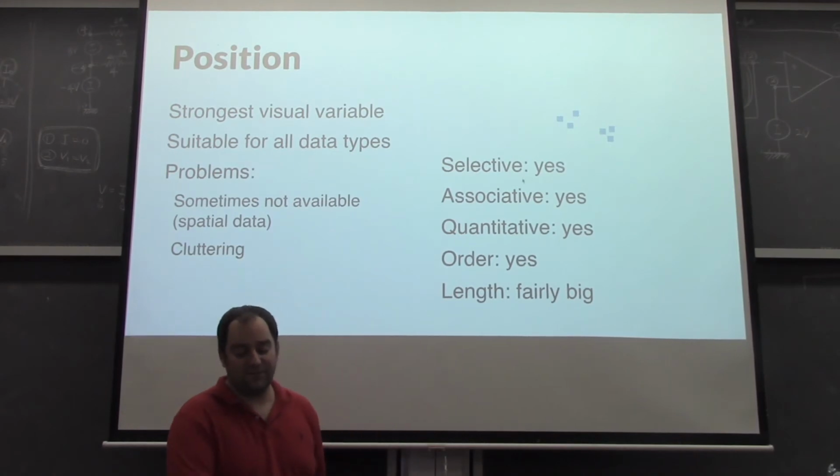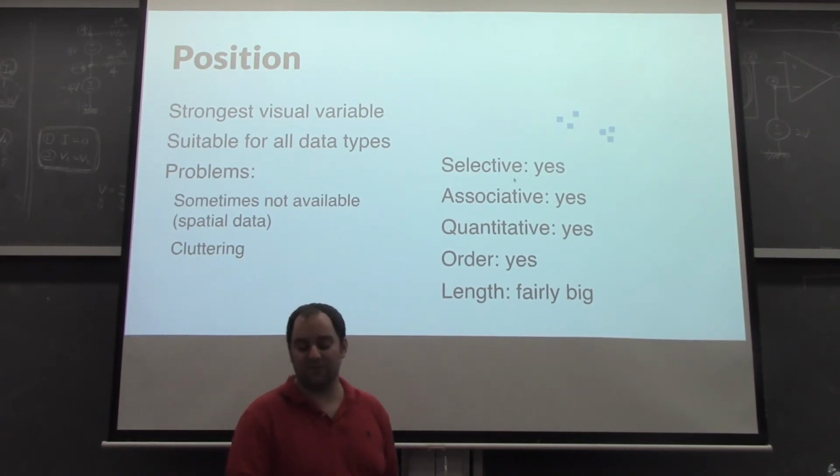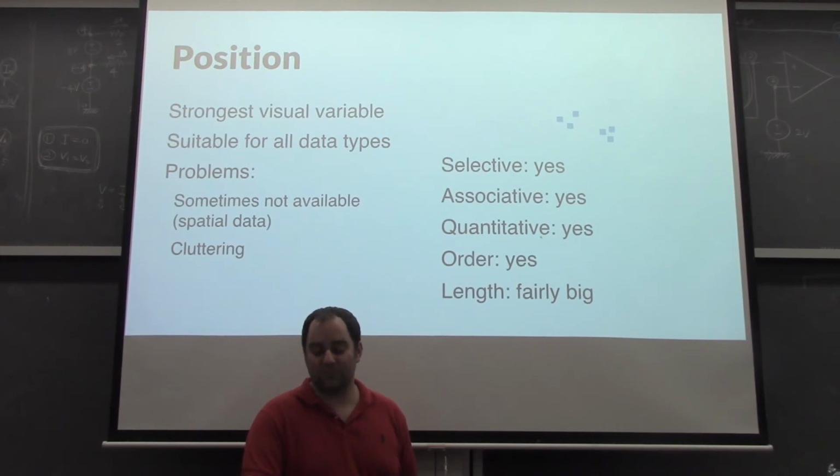So they are selective. I can clearly tell them apart. They are associative, they support grouping. We can do, of course, quantitative data.